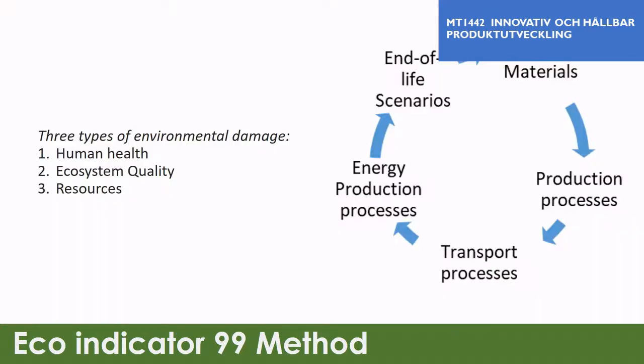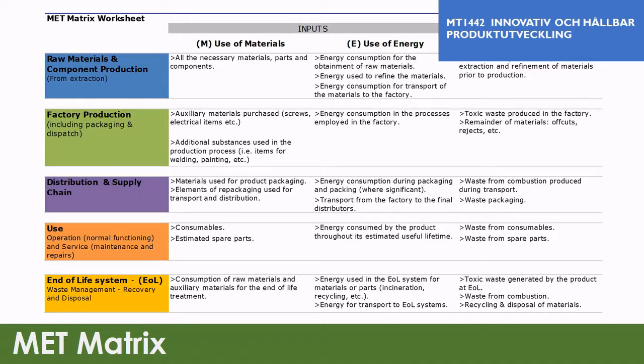There is another method called Eco-indicator 99, where you can see the complete system. You do an assessment of each of the stages of the product development, and the assessment is made in three different environmental damage categories. We focus on human health, ecosystem quality, and resources.